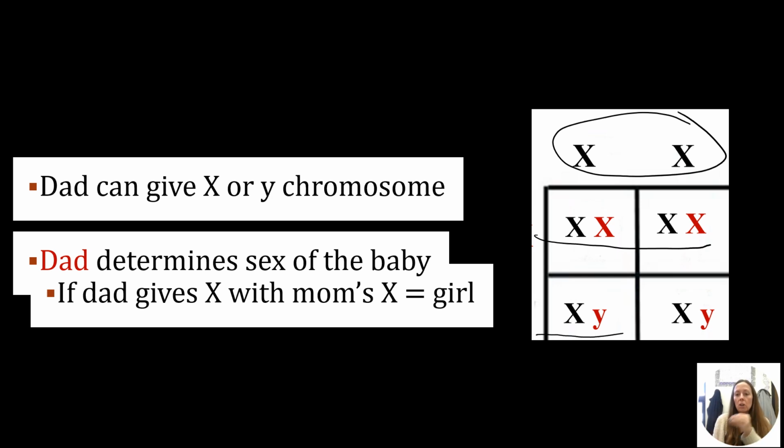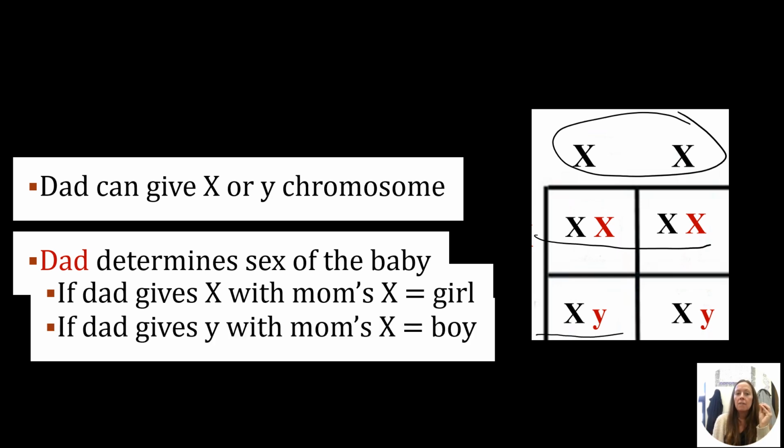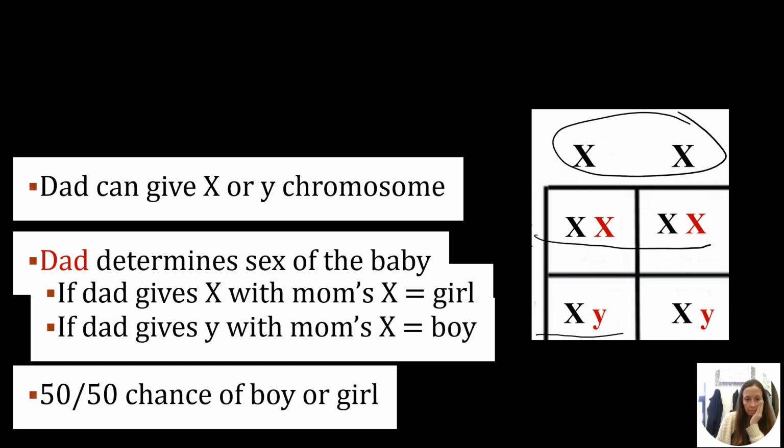So if it's an X, it's a girl because it meets with mom's X. If it's a Y, it's a boy because it meets with mom's X and becomes XY. So you got 50-50, right? Look at our Punnett square, 50-50 chance boy or girl.